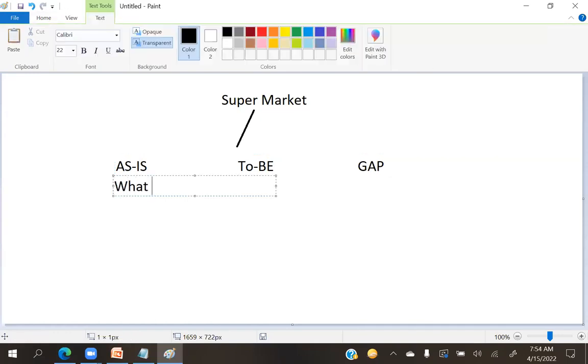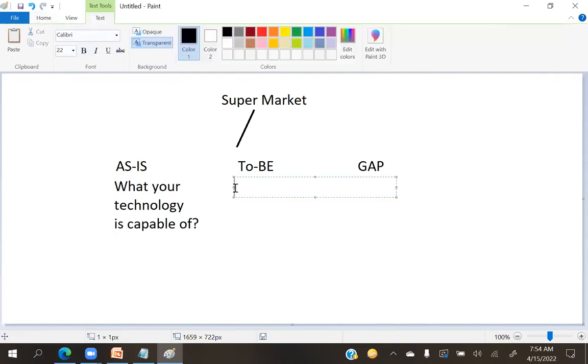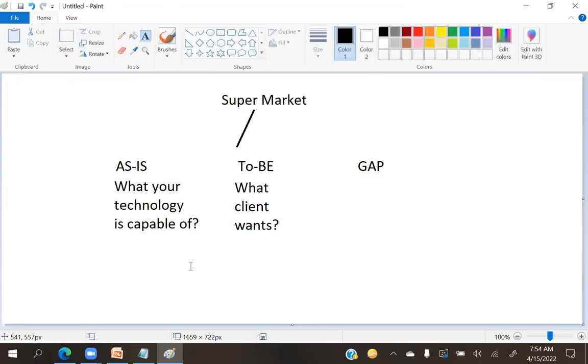As is means what your technology is capable of. That means what is the capacity of your technology, Java, .NET, what is the capacity. And to be means what the client wants, what he wants, and what your technology is capable of.